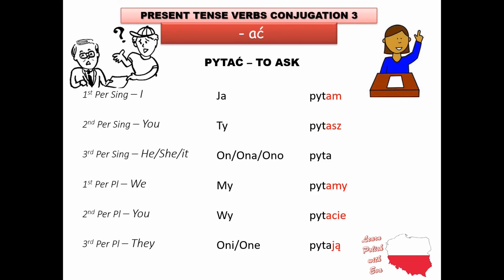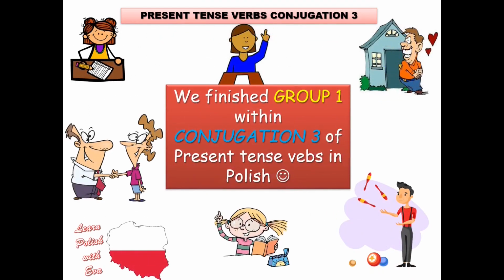Ja pytam, ty pytasz, on, ona, ono pyta, my pytamy, wy pytacie, oni, one pytają. So we have finished group 1 within conjugation number 3 of the present tense verbs in Polish.